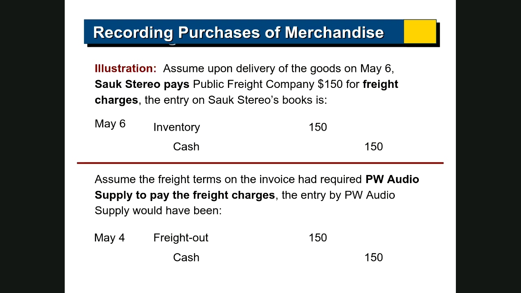So what happens? How do you account for this payment? Assume upon delivery of goods on May 6, South Storio pays Public Freight Company $150 for the freight. The entry for this company would be inventory and cash. Any amount paid to get the inventory to your location is also classified as inventory.